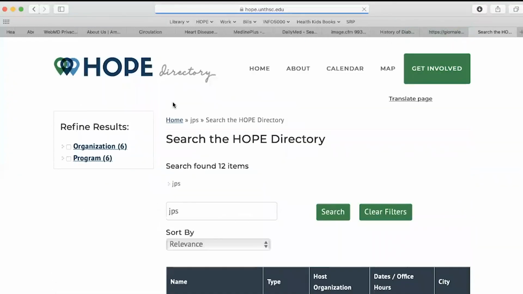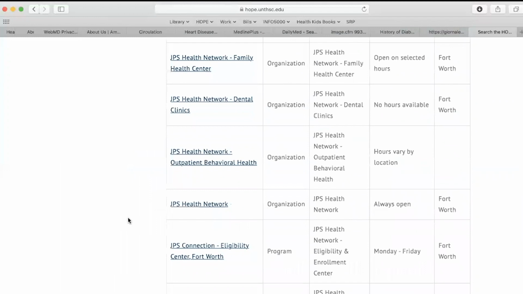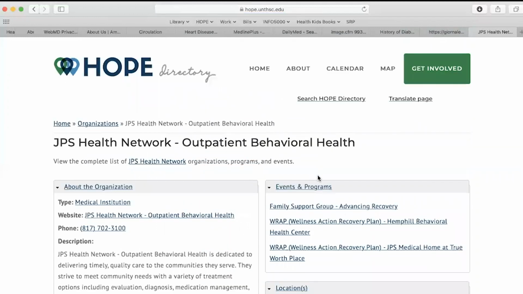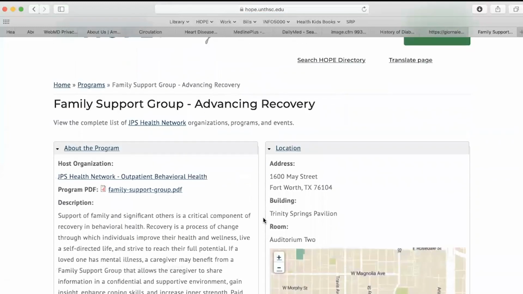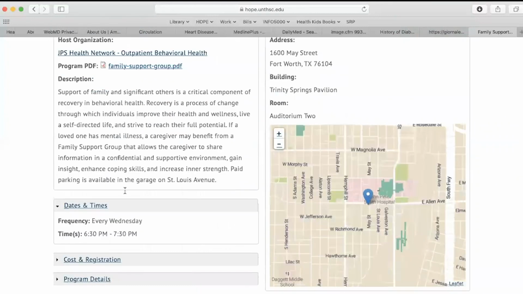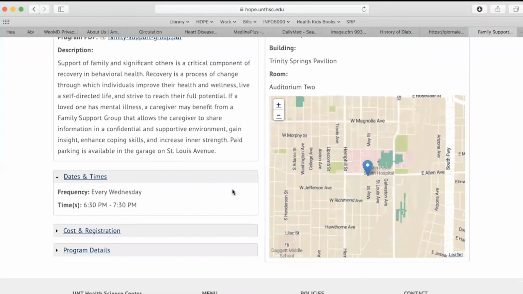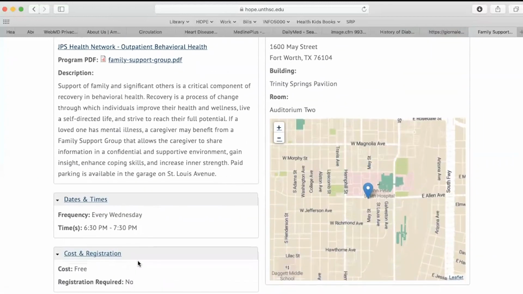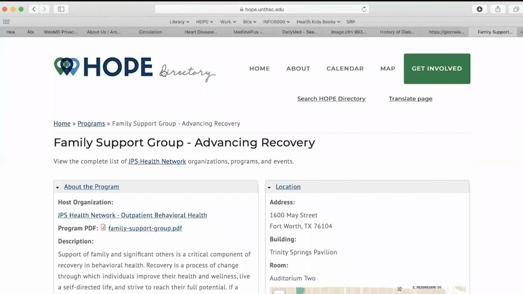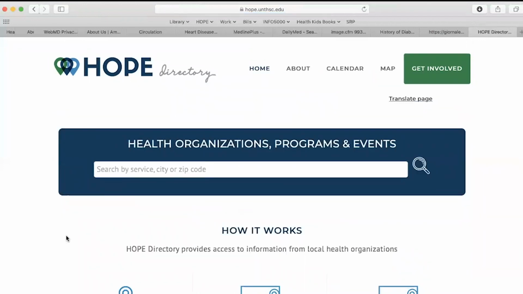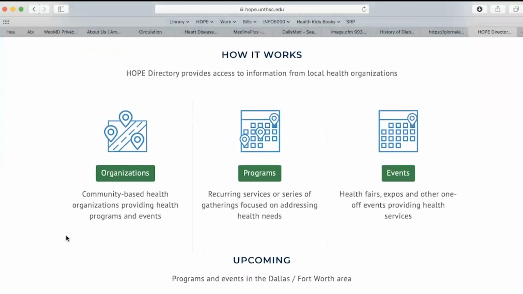We can, in this case, there's a whole slew of different ones related to this. Looking at their behavioral health, you can actually see their specific programs related to different things, like family support. So this goes deeper into a specific program, and you can download a PDF about that program, when they meet, how frequently, their cost. Generally, the cost is free. But again, this is a whole database of curated local resources for us in our North Texas area.